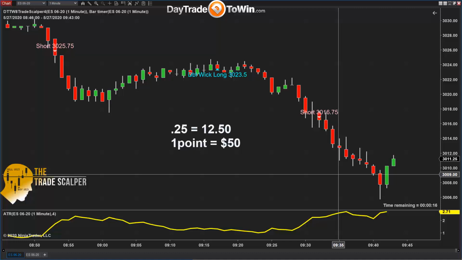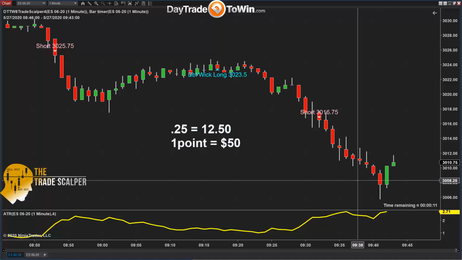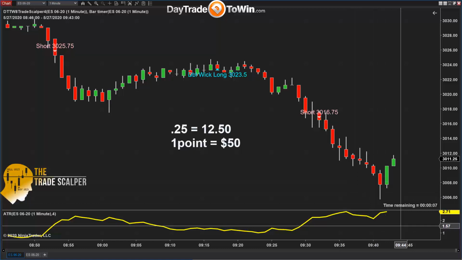So instead, what I want to do is I want to look at the wicks. I want to look at the bodies of the candles. I want to look at the pricing. I want to look at the ATR and the current conditions. I want to know if the market is too volatile or it's too slow.